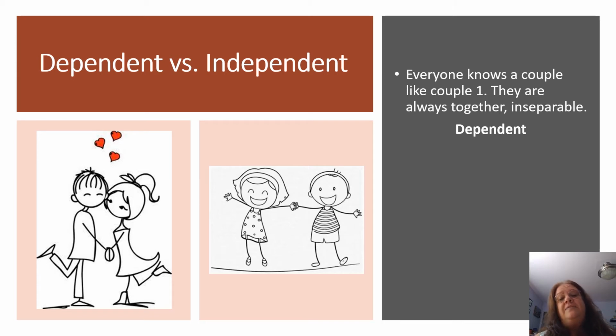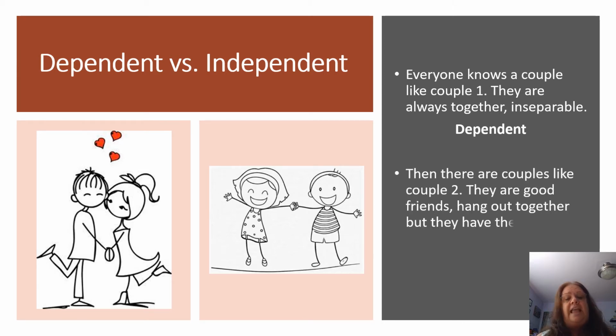All right, now we have this other kind of happy-go-lucky couple. They're good friends, and they go out every once in a while. They hang out together, but they have their own separate lives. You know, she plays soccer, he plays basketball. They are independent. Okay, they come together occasionally, but not all the time.